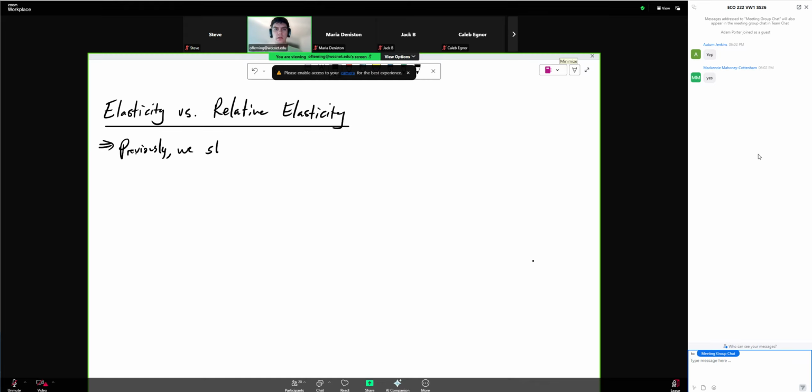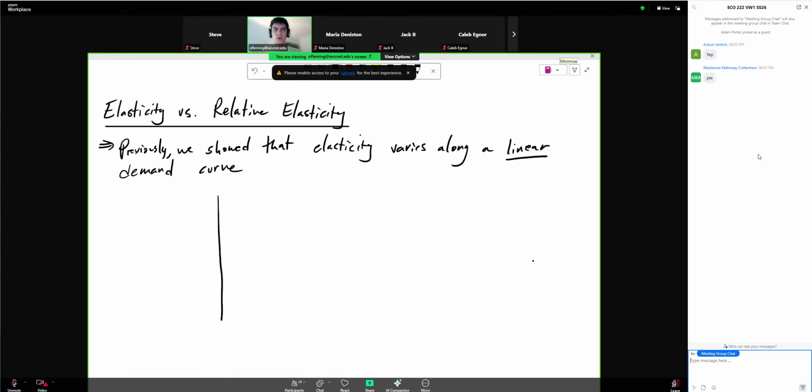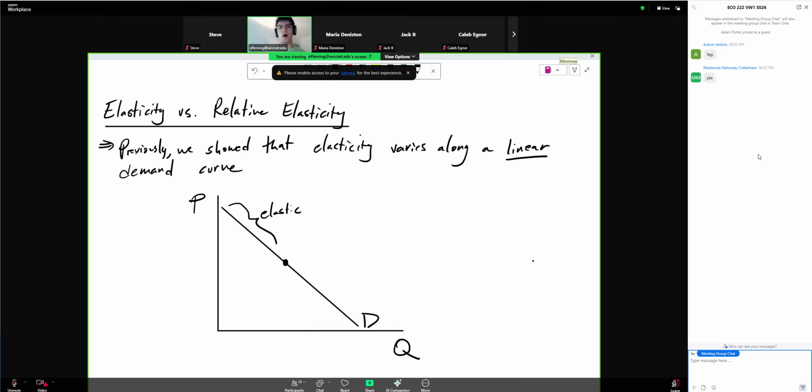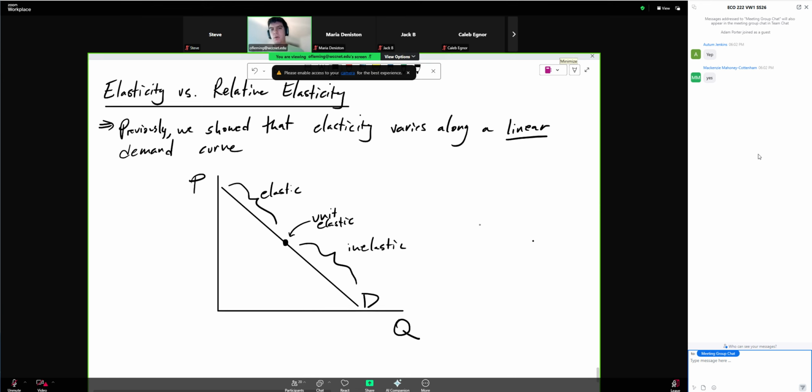Previously we showed that elasticity varies along a linear demand curve. In particular, we took a demand curve like this, with quantity and price, and we divided it into segments. There was a segment up here that was elastic, where the price falls and total revenue goes up. There was a point here that was unit elastic, and then there was a segment here that was inelastic. Every single linear demand curve satisfies this. In the elastic portion, as the price falls, total revenue rises. And in the inelastic portion, as the price falls, total revenue falls.